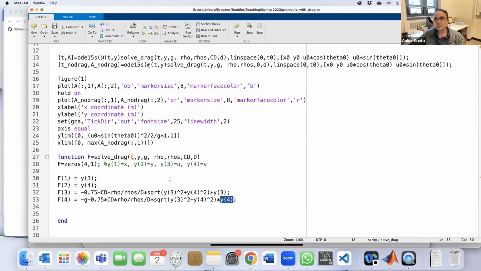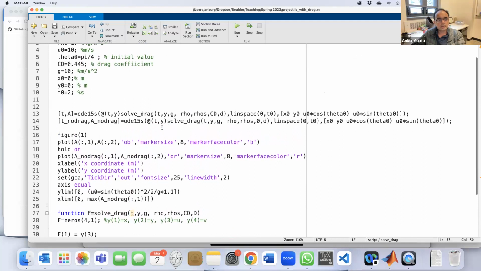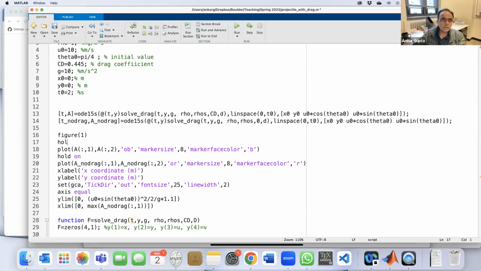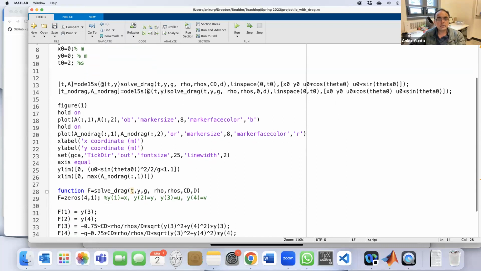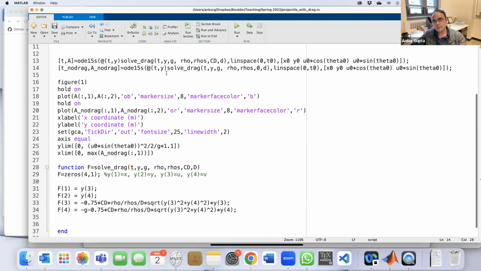If you're interested, I encourage you to learn about these things. Here, basically, we can run this code. What I've done is I've taken one case where we have drag. In the other case, we have no drag, where the drag coefficient is set to 0, but it's the same equation.